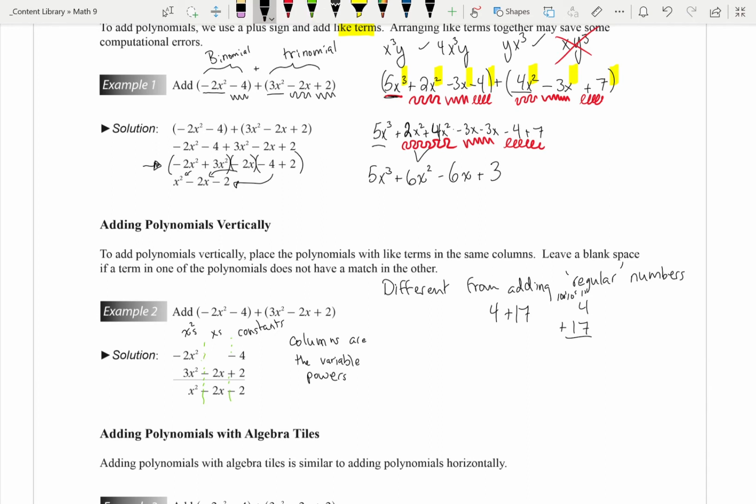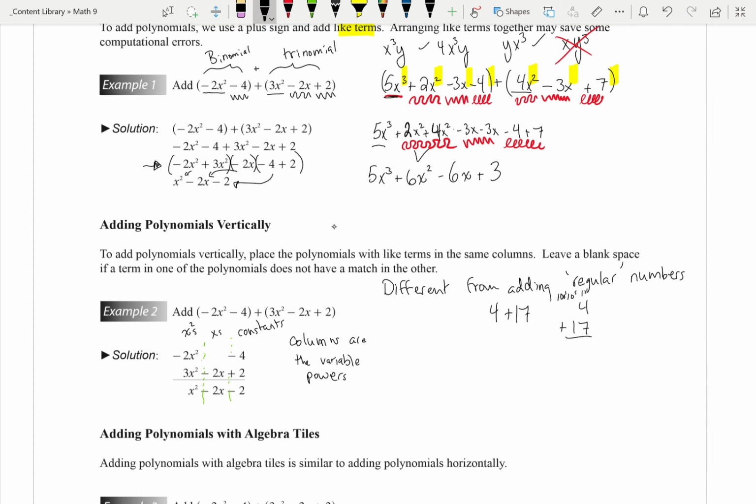So what we want to avoid is writing, so I'll do it quickly and then erase it. I do not want to write 2x squared over here, because that's like putting a 100s into the tens column. So I want to make sure that I'm keeping my like terms in the same columns. And then from here, I can just add vertically with each column.